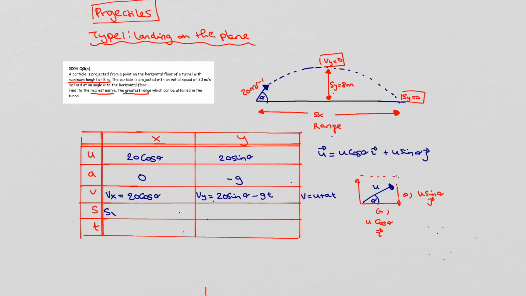S in the X direction, well, S is equal to UT plus a half AT squared. So therefore that's going to become 20 cos alpha T. And in the Y direction, it'll be 20 sine alpha T minus a half GT squared. And then we have T in the X and the Y direction.